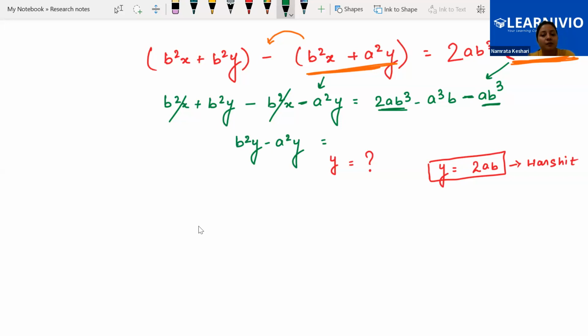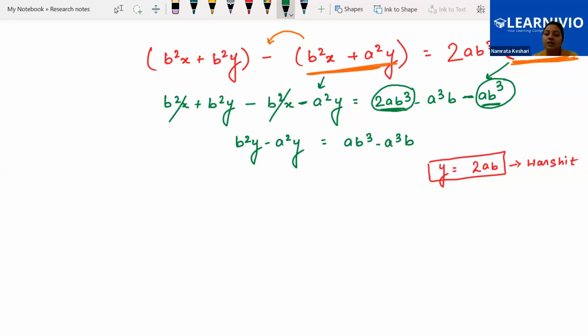Harshit and Ziana. Ma'am, 2ab cube minus ab cube is what? These two are like terms. Yes or no? This one and this one. These two are like terms, ma'am, right? ab cube, ab cube only. It will be just ab cube minus a cube b we are having.